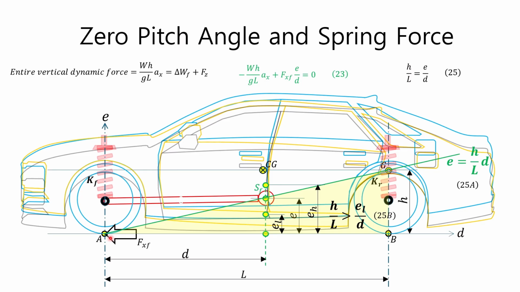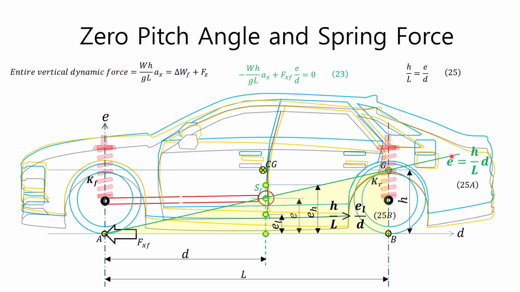In this figure, the vertical axis represents the vertical height, E of the virtual reaction point, and the horizontal axis represents the horizontal length, D of the virtual reaction point. The origin of the coordinate axis is tire road contact center A of the drive axle. If we replace equation 25, which represents zero lift, with the independent variable D and the dependent variable E, it can be expressed as equation 25A. Equation 25A is the equation for a straight line with a slope of h divided by L. Therefore, this equation can be represented by the green straight line in the figure.